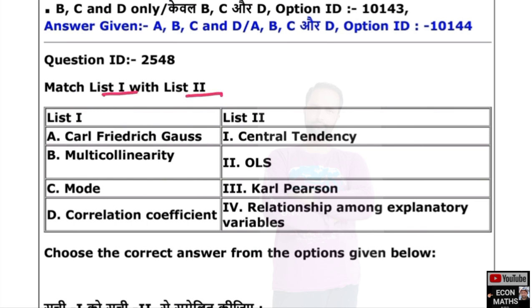Next question is match list 1 with list 2. We have Carl Friedrich Gauss here. This is related with OLS, ordinary least squares. Multicollinearity means the relationship among explanatory variables. Mode is a measure of central tendency, and correlation coefficient is related to Karl Pearson.